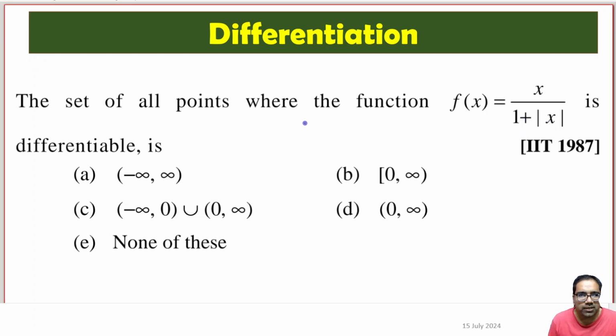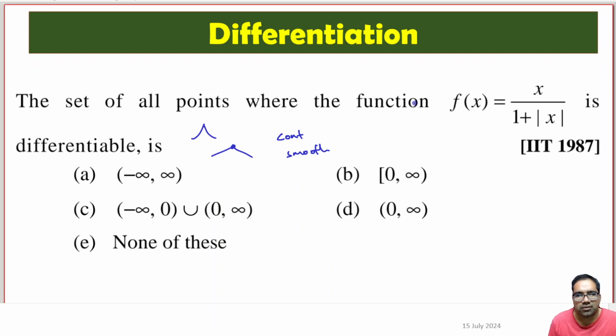Differentiable means firstly this function should be continuous. It should be continuous, it should be smooth. That's what we have discussed. We should not have cusps like this or corners like this, where from two different directions we are getting two different slopes. That should not happen. Then the function is differentiable as long as it is continuous and smooth.